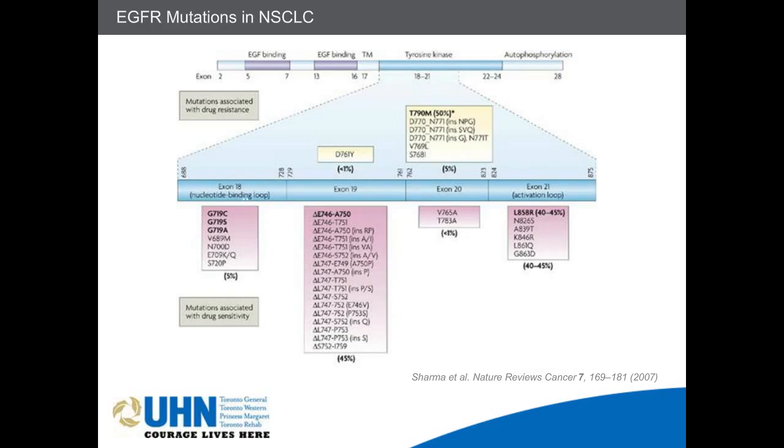The most common mutations that are associated with drug sensitivity are deletions in exon 19 of the gene, which occur at about 45%, or the L858R variant, which is found in exon 21 of the gene. And in addition, there are mutations that are known to cause drug resistance that prevent the tyrosine kinase inhibitors from carrying out their action. And the most common of these is the T790M mutation, which is found in exon 20.